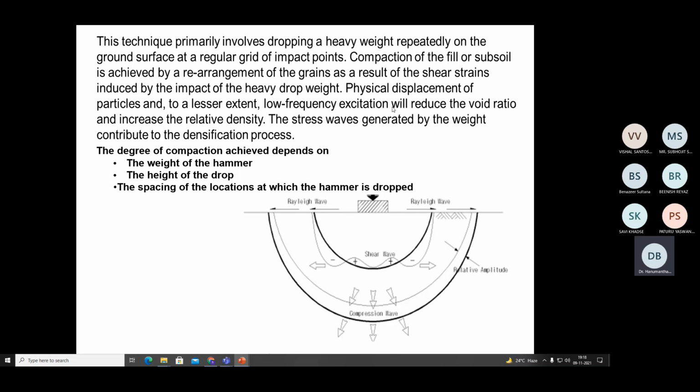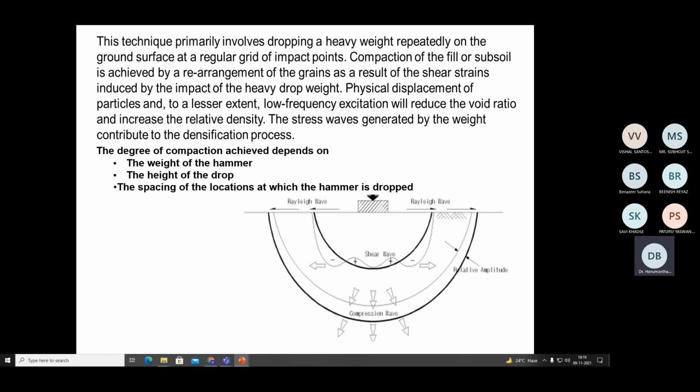So here you can see compaction of the fill or subsoil is achieved by rearrangement of the grains as a result of the shear strains induced by the impact of the heavy drop weight. The moment you drop it, it creates shear waves, that is Rayleigh waves or Love waves, and so on. Here the degree of compaction achieved depends upon the weight of the hammer that you have used and the height of the drop. These are the two fundamental factors that impact the degree of compaction.